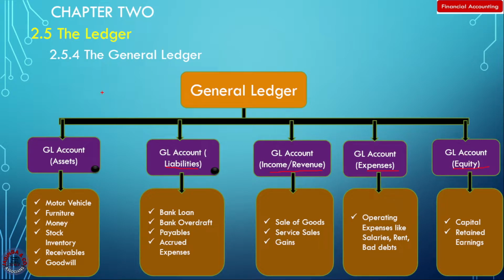So when we talk about assets, what do we mean? What do we mean by the general ledger account for assets? An overview of what we have in assets: we have motor vehicles, furniture, money, stock, inventory, receivables, and then we also have goodwill. But remember, within assets, we have non-current assets, we have current assets, and we also have maybe intangible assets, but intangible assets are part of non-current assets. So let's just see what we mean by assets.